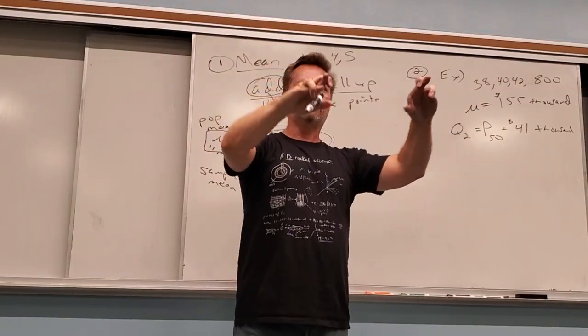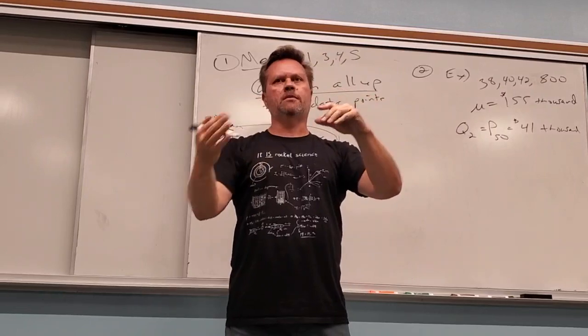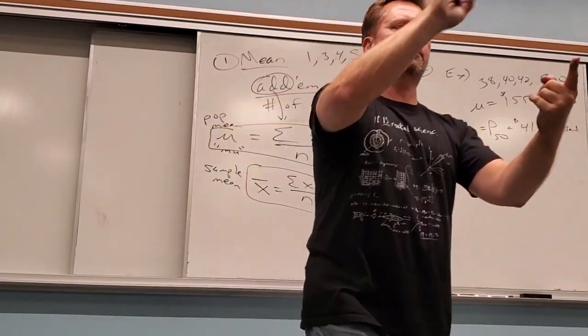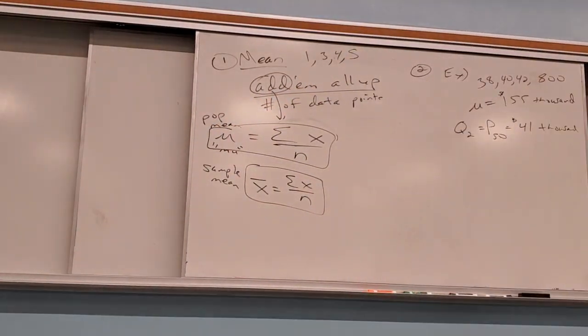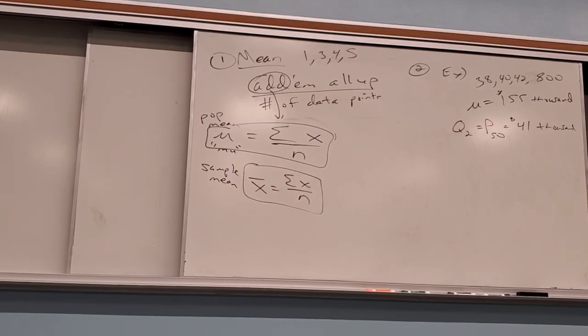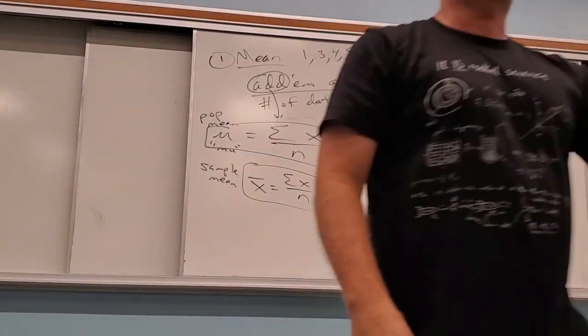So when you have outliers, you might want to use the median. So you'll see medians for home prices. You'll see medians for incomes, stuff like that. Okay, I like it.